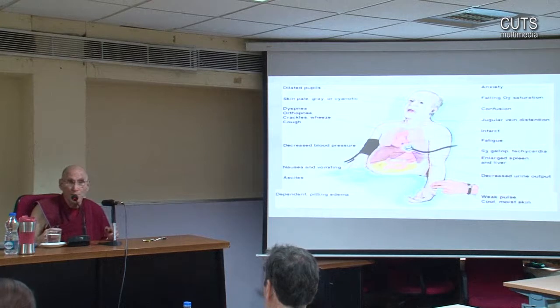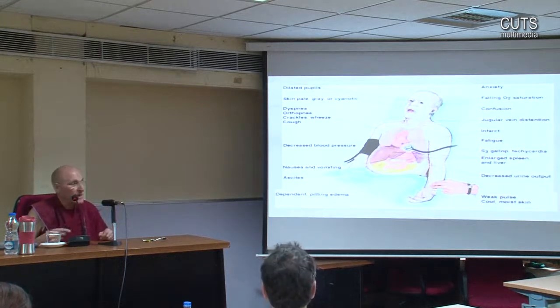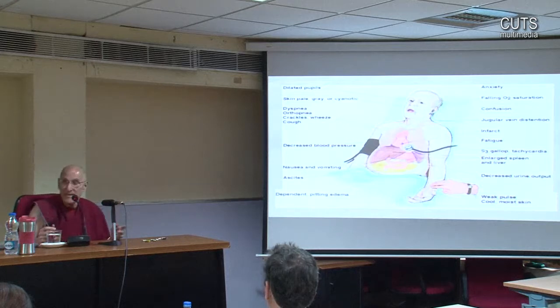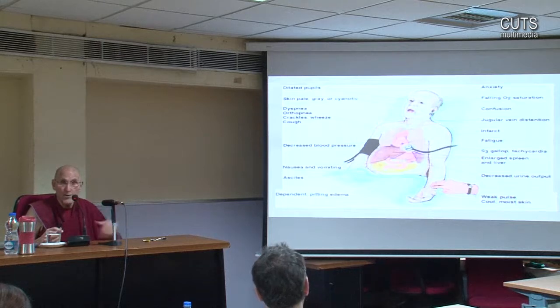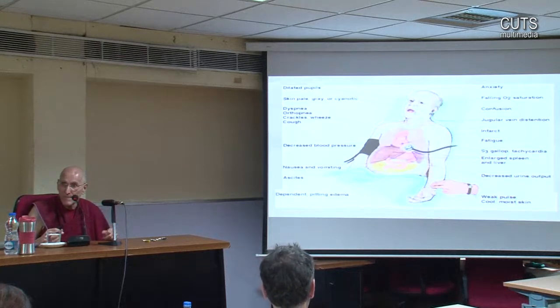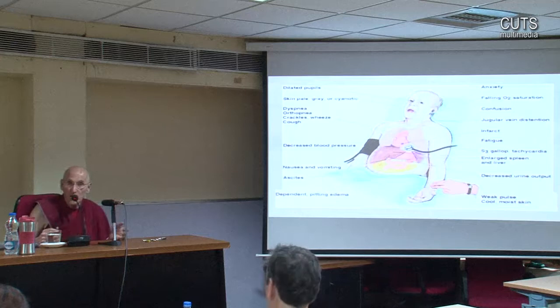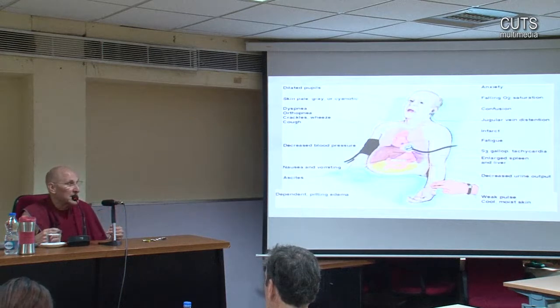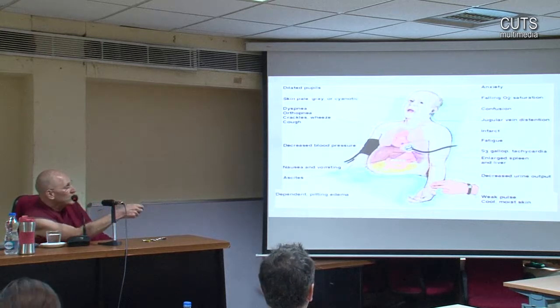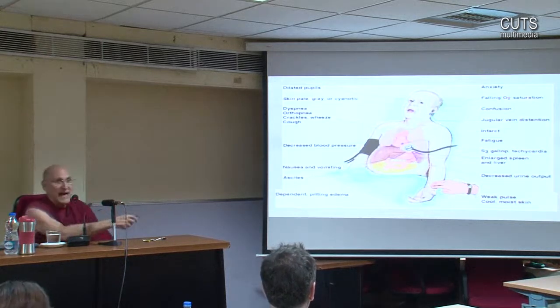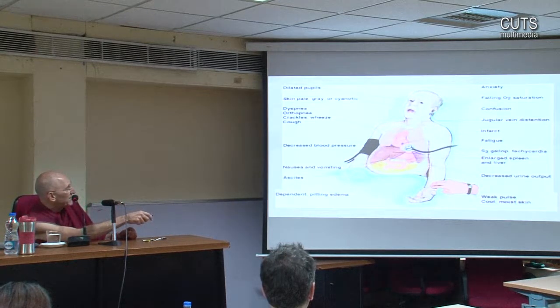Normal is 100% or almost 100%. 98, 99, 100%. But people like this would have 90 or 80, okay? Because they're not pumping their blood, so they're not oxygenating properly, okay? Also because their lungs are full of fluid, so they can't get the oxygen from the lungs very easily, okay? So their O2 sat, we call it O2 sat, falls, okay? They might be confused.